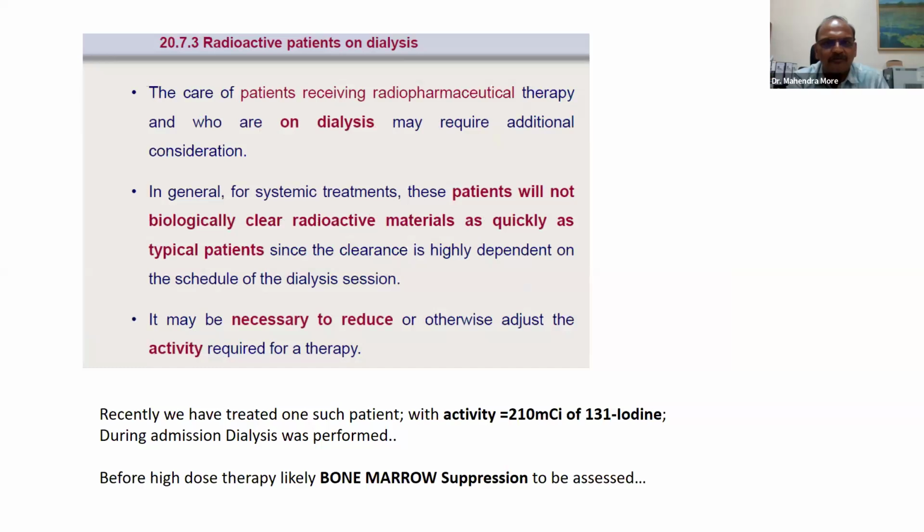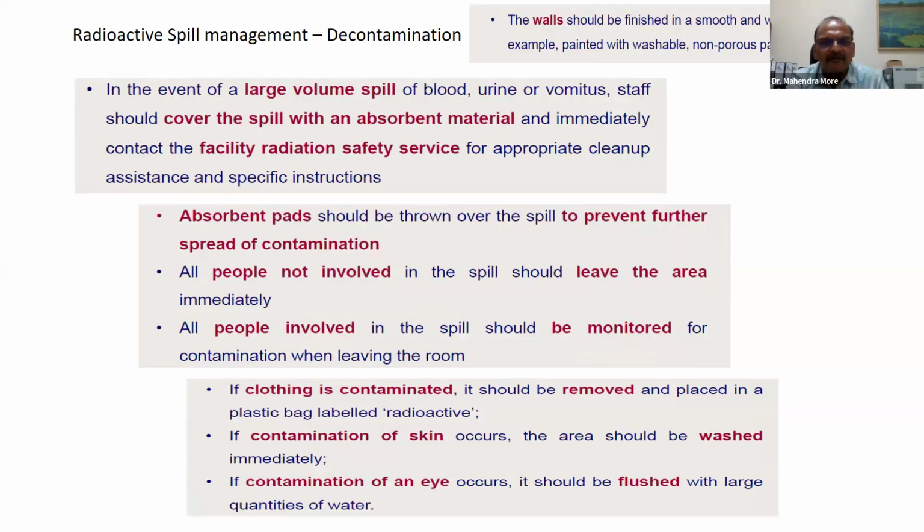The clothing can be removed. With the contamination, skin has to be monitored properly. There should be a decontamination room. You should have a spill kit available in the department. So these are the requirements for the management of decontamination or radioactive spill management. If there is contamination of the eyes, then an eye washer should be available in one of the rooms in the nuclear medicine facility.